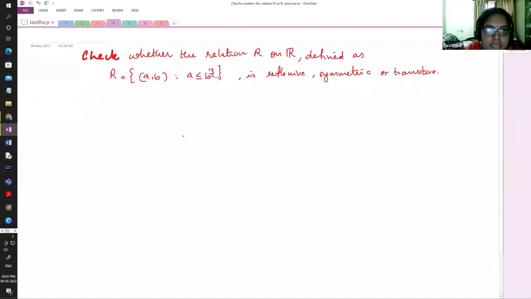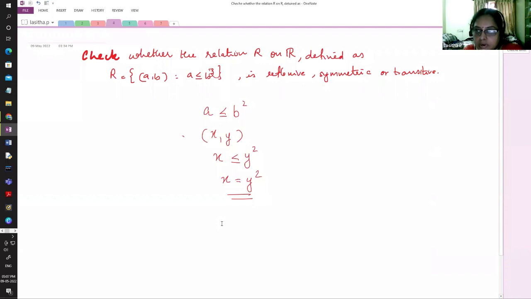So here I'm taking a square itself, a less than or equal to b square, in terms of the coordinate system I am taking. So if it is x comma y, it is nothing but x less than or equal to y square. If you are taking x is equal to y square, it is an open rightward parabola, right? Open rightward parabola it is. So this is the proof using GeoGebra.